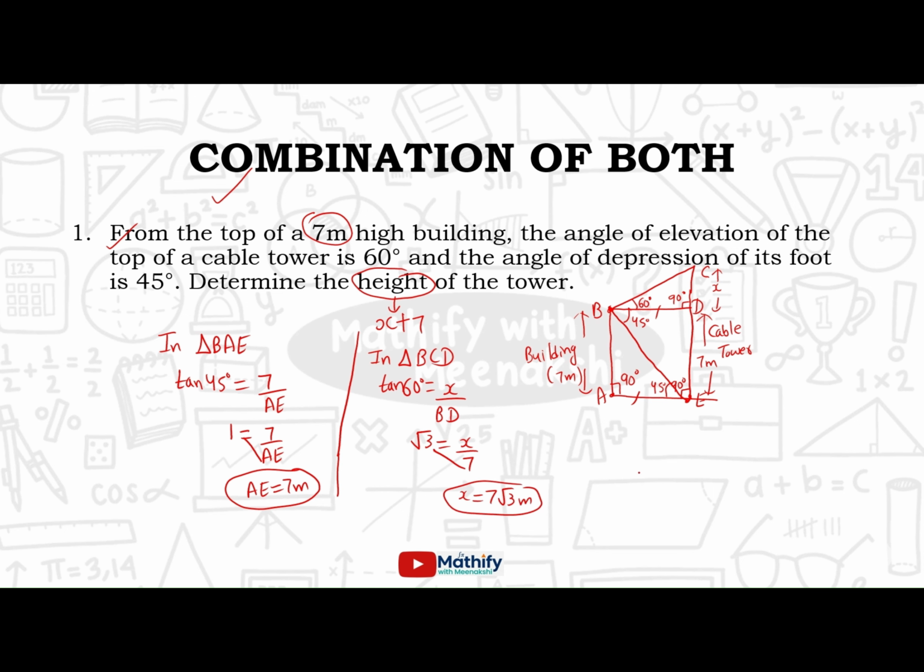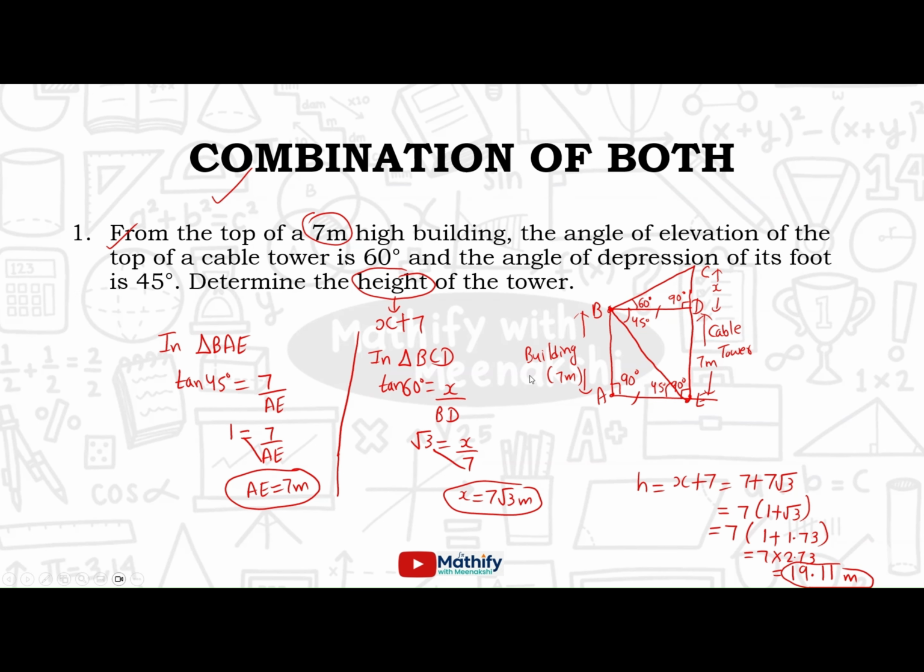So for the total height of the tower, you can say that is X plus 7. You can say 7 plus 7 root 3. You can take 7 common, that is 7 into (1 plus root 3). If the value of root 3 is not given to you, you can leave it here also. But if you want to put it here, then root 3 is 1.73. You can write 7 into 2.73, somewhere around 19.11 meter. Approx, you can say 19.11 meter.